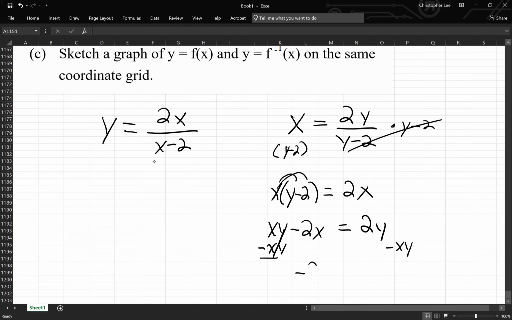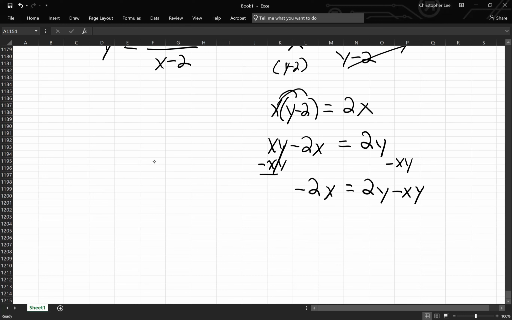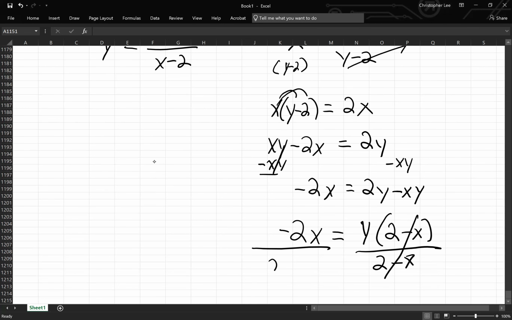And now I have what? Negative 2x equals 2y minus xy. Greatest common factor, factoring out the y, I have negative 2x is equal to y times 2 minus x. Divide by 2 minus x. And that's it. All right? This is my y inverse.